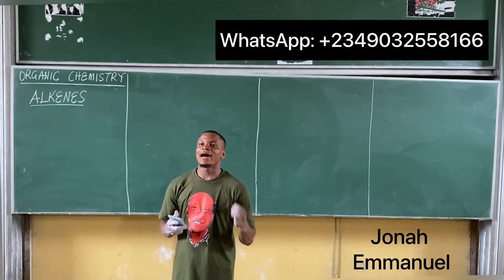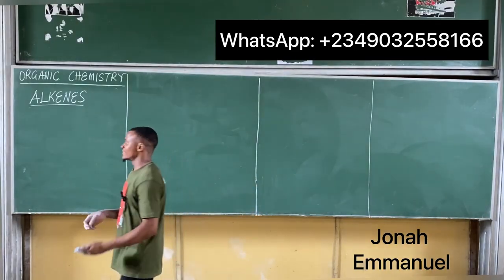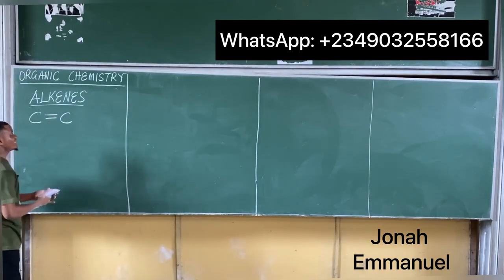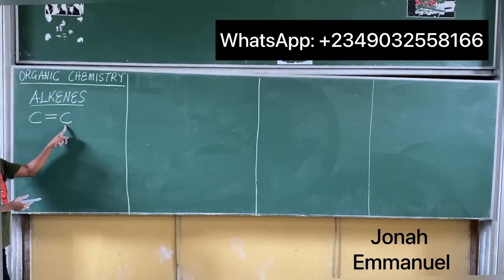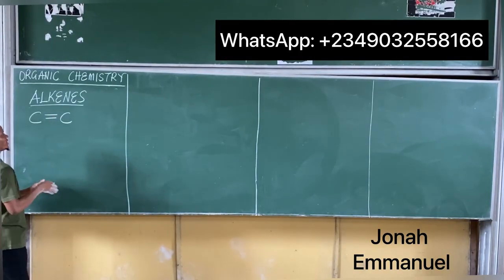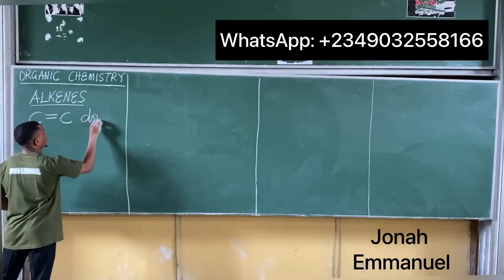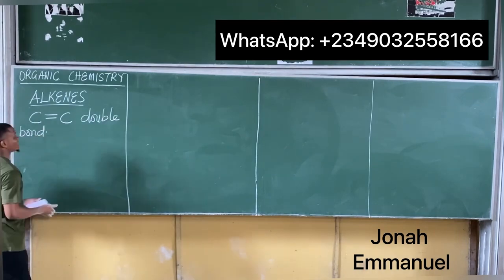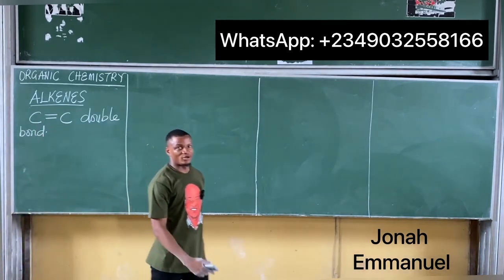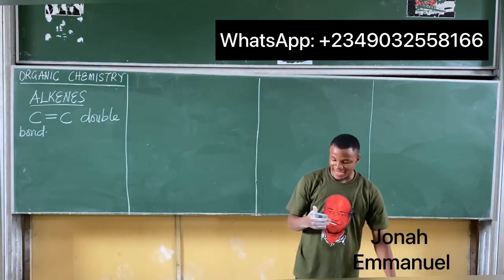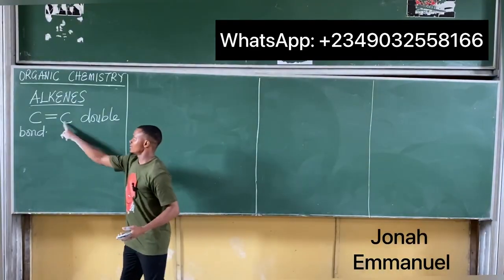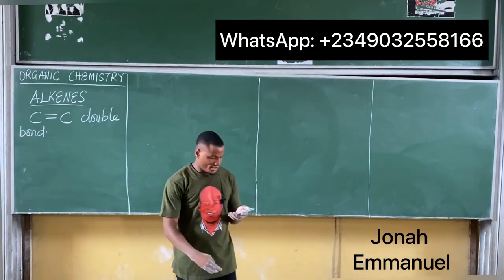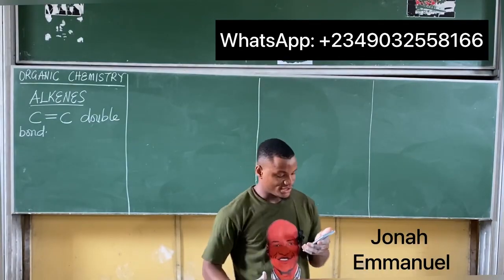Alkenes are hydrocarbons with the carbon-carbon double bond. This thing means carbon-carbon, with this double bond. This is red, the carbon-carbon double bond.